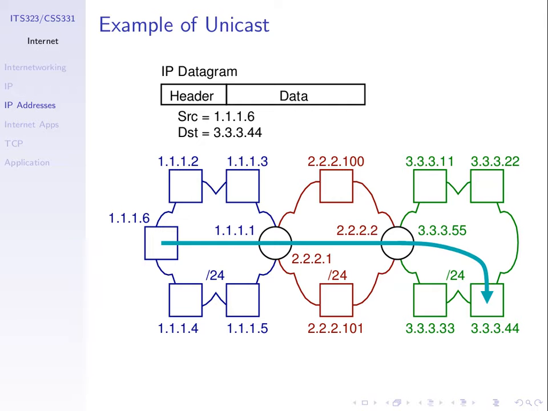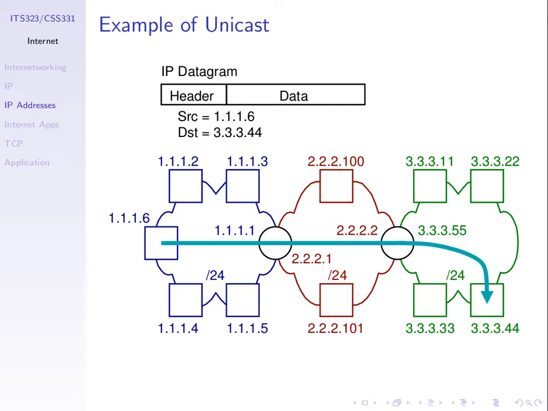I want to send to 3.3.3.44. What my computer does is it creates an IP datagram at the top. The source address is my computer's, 1.1.1.6. The destination address is who I want to send to. So that's simple. The IP datagram, we set the source and destination in the header field.